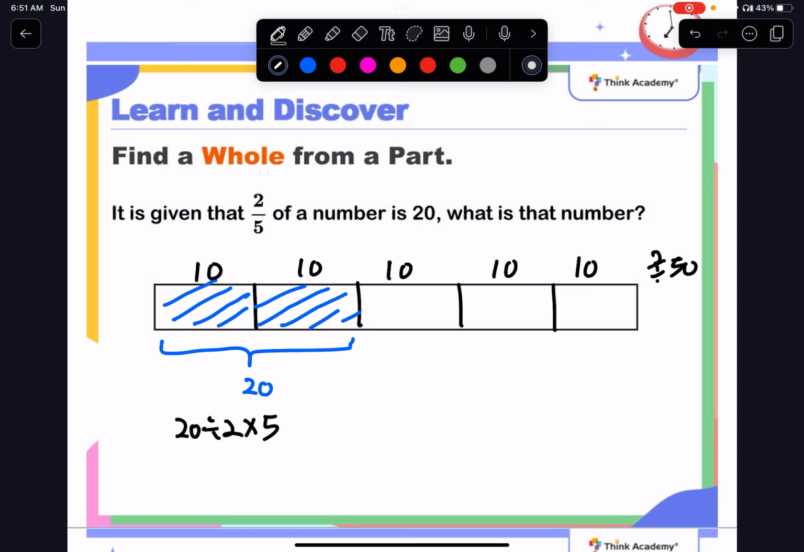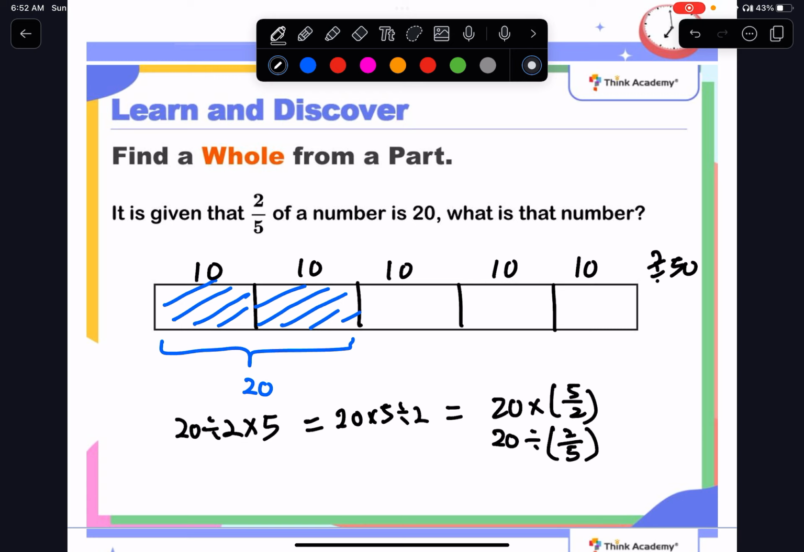So how can you find out the whole from a part? You use the part 20 divided by the numerator and then multiplied by the denominator. So that's how you find it. But if you are really familiar with fractions, you will notice that this is actually equal to 20 times 5 divided by 2, which means it is 20 times 5 out of 2. And 20 times 5 out of 2 is 20 divided by 2 out of 5, right?